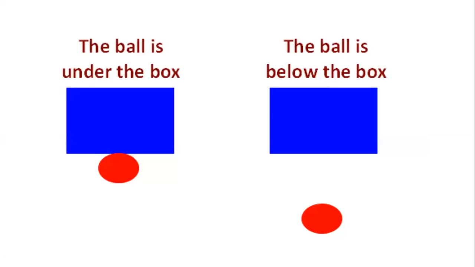Okay, the other confusing preposition is under and below. For example, the ball is under the box. So it means that there is contact between the box surface and the ball. But when you say below, it's not necessarily a contact with the surface. For example, the ball is below the table, right? If they are not in contact of surfaces.